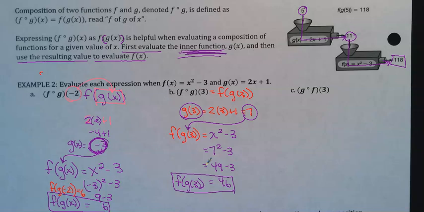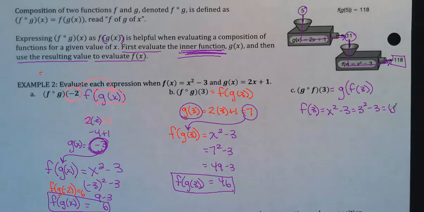All right, C. This time we've changed the order. We're going to do g of f of 3. We're going to solve the inner one first, so I'm going to do f of 3. Well, my f is x squared minus 3. So f of 3 equals x squared minus 3, and I'm putting in 3, so this is going to be 3 squared minus 3. 3 squared is 9, minus 3 is 6.